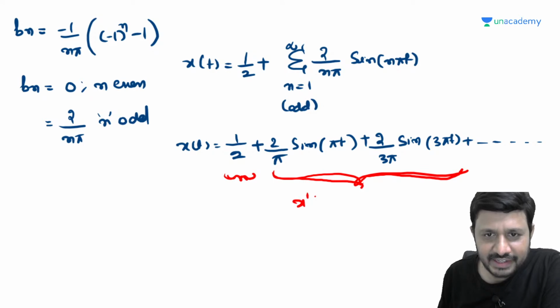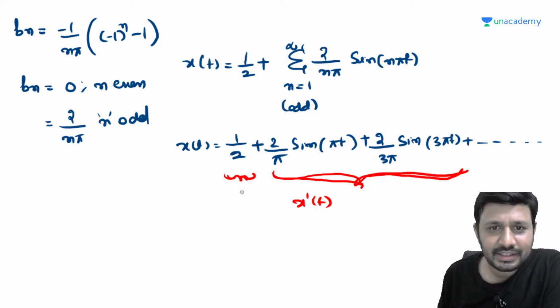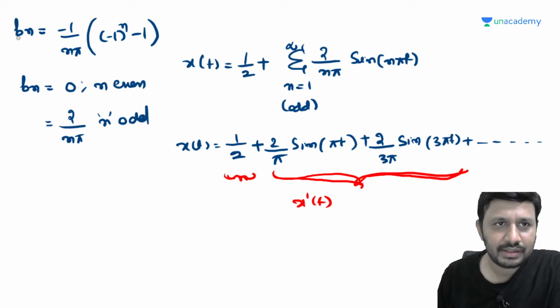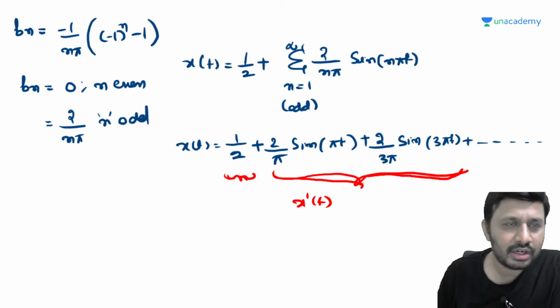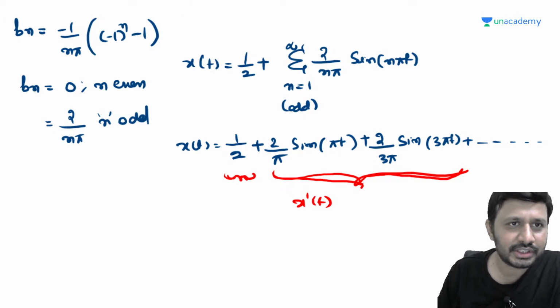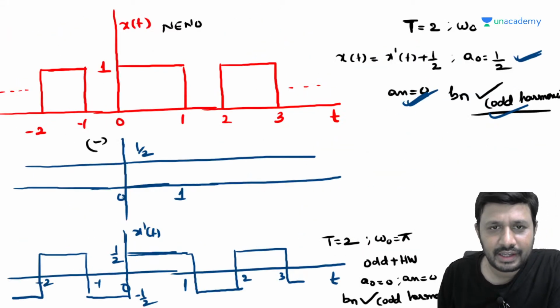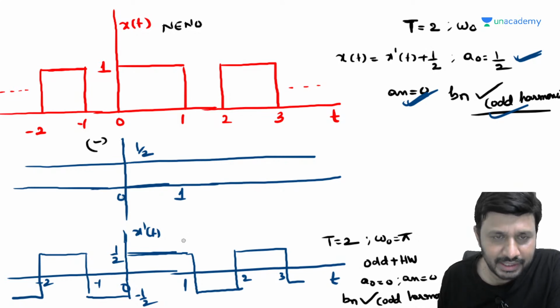This is x dash of t expansion, Fourier series expansion. This is half, this is x of t. Now my question is, after the class, you do one thing. Whatever I say is not a constitution. You must think in your own way also. Here, how did I obtain symmetry? By subtracting a DC value. By subtracting a DC value, I obtained odd symmetry.